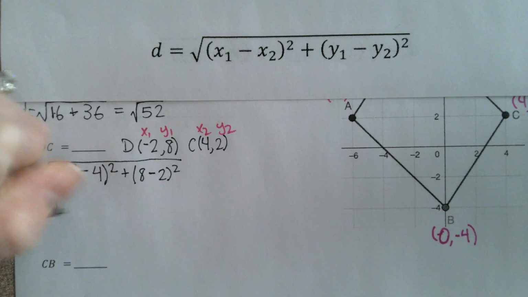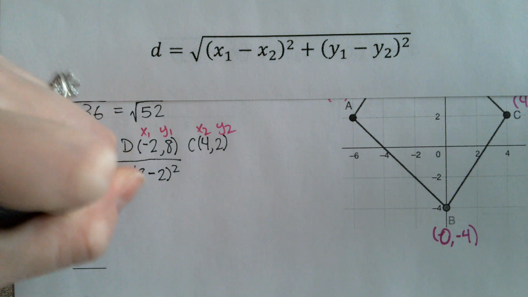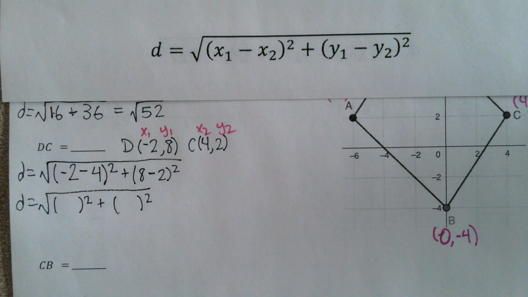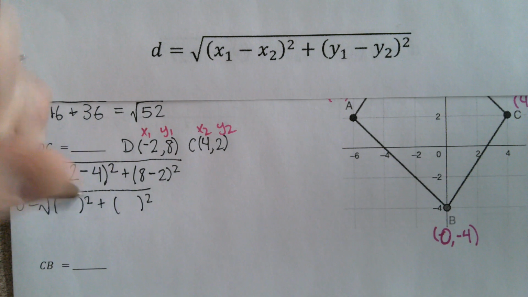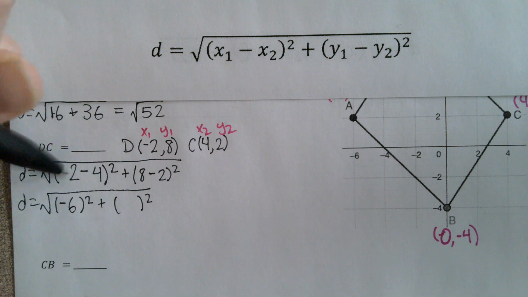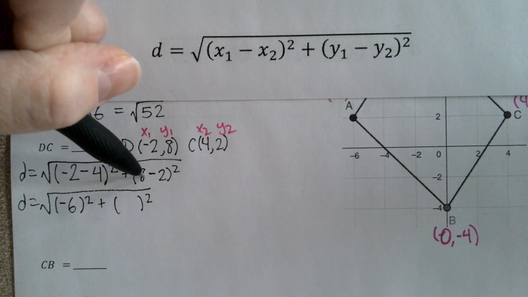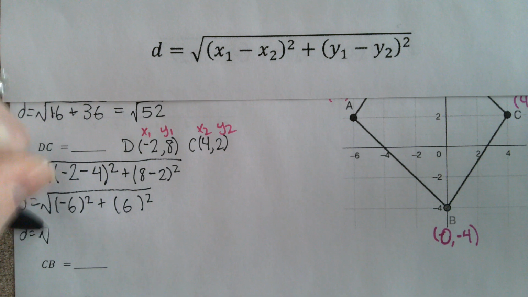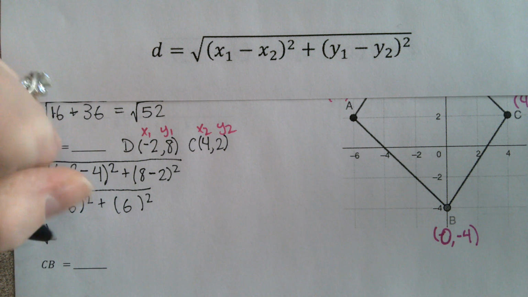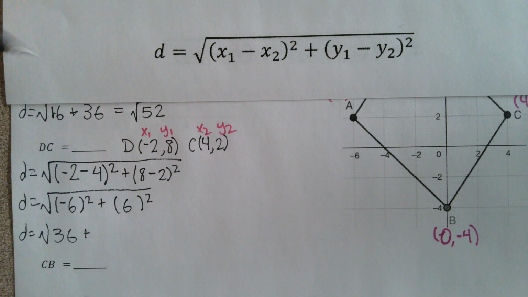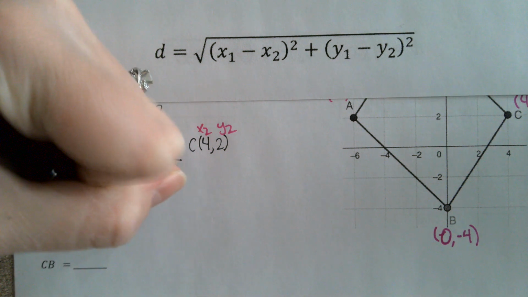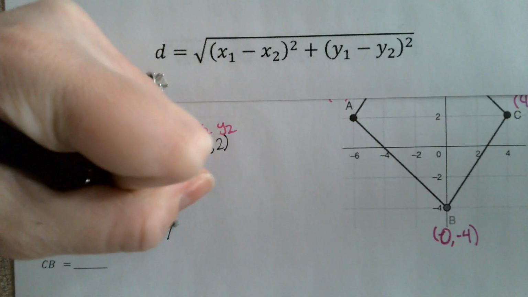Next, I just get my numbers in parentheses. I am not squaring yet. I recommend you do this one step at a time. I know it's tedious, but that's how you avoid mistakes. -2 minus 4, that's -6. If you need a calculator for that, that's quite all right. 8 minus 2 is just 6. Now I square these. -6 squared is a positive 36, plus 6 squared is obviously also going to be 36. Add those together, you get the square root of 72.